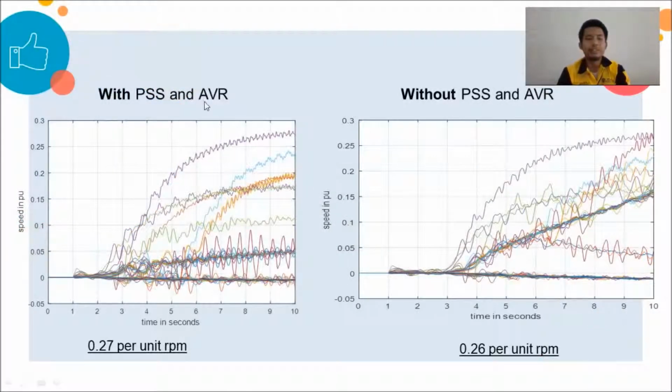The next is the generator speed response. This is with PSS and AVR, the graph, and the speed is 0.27 per unit RPM. Without PSS and AVR, the speed is 0.26 per unit RPM.